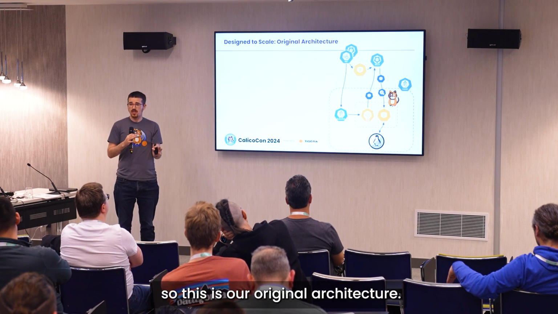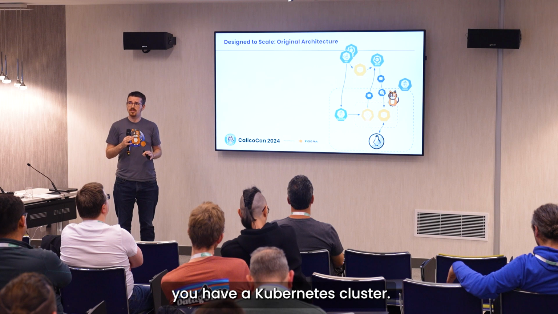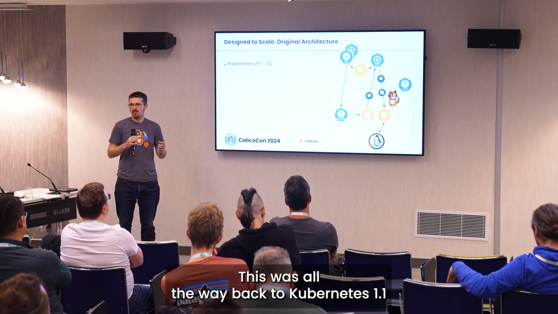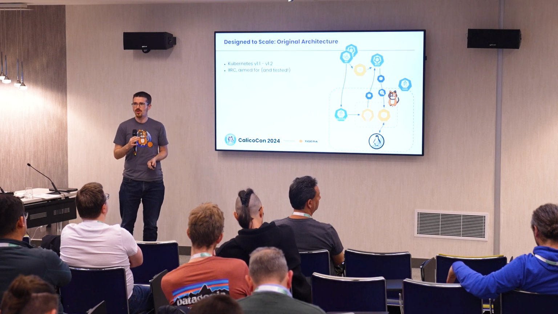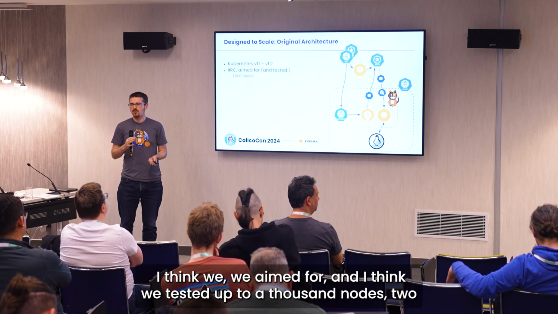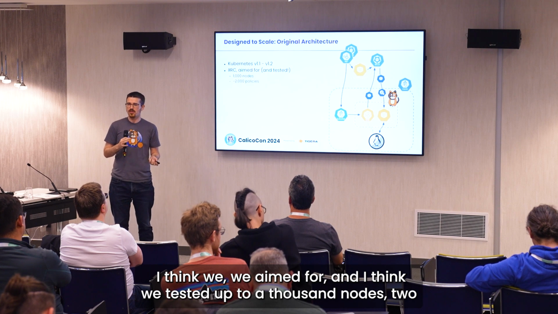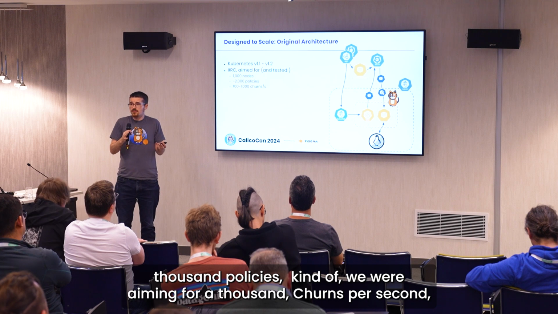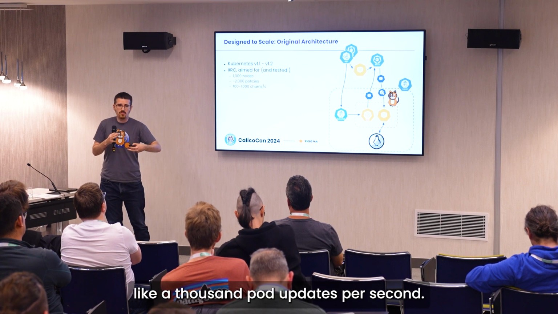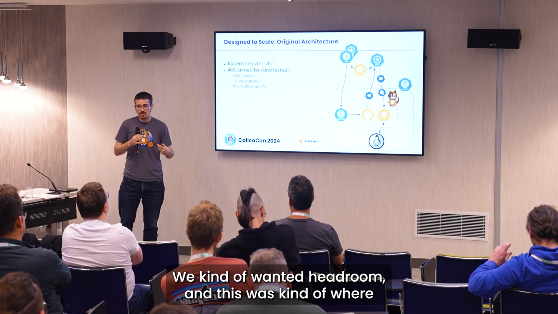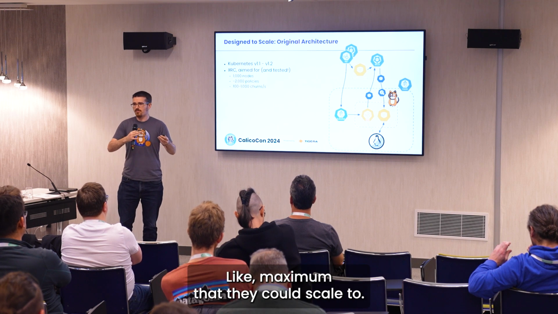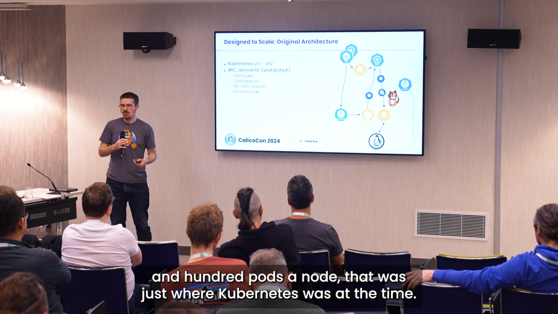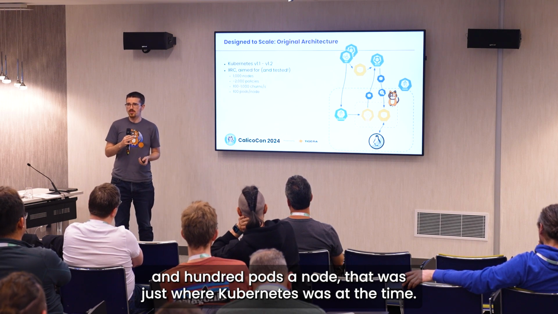So this is our original architecture. You have a Kubernetes cluster. This was all the way back to Kubernetes 1.1. I think we aimed for, and I think we tested up to, 1,000 nodes, 2,000 policies. We were aiming for 1,000 churns per second, like 1,000 pod updates per second. We kind of wanted headroom, and this was kind of where Kubernetes was at that point, like maximums that they could scale to. And 100 pods a node, that was just where Kubernetes was at the time.